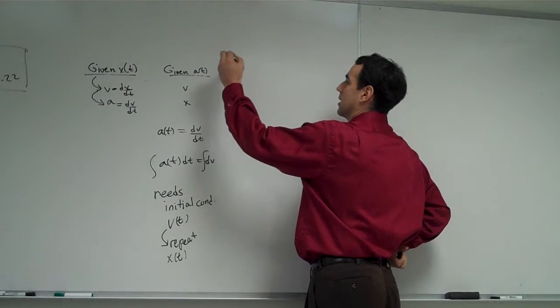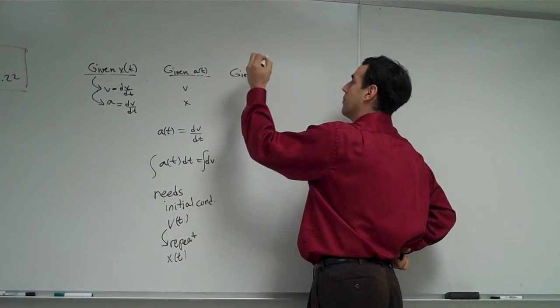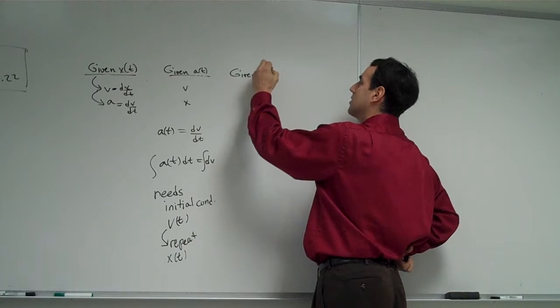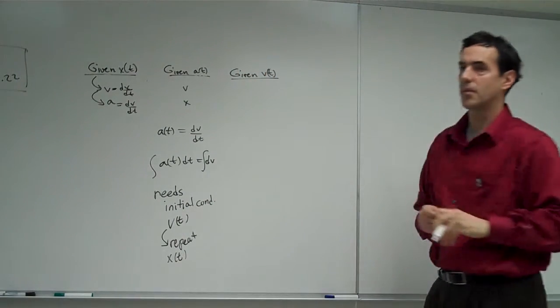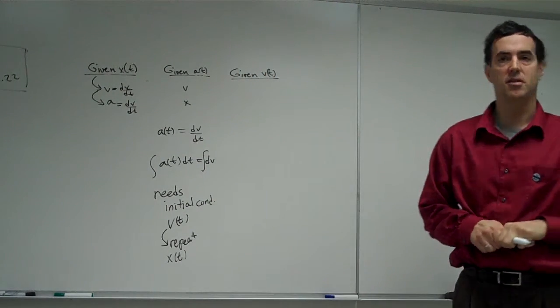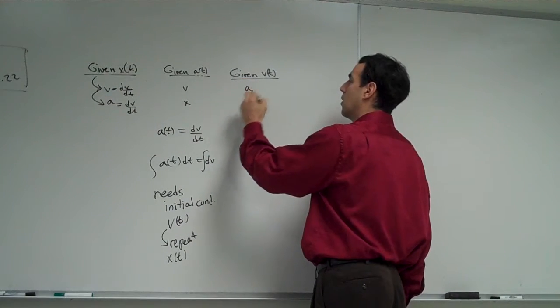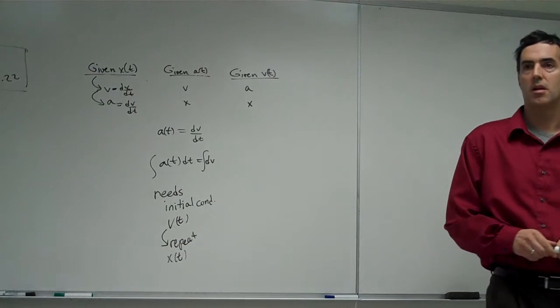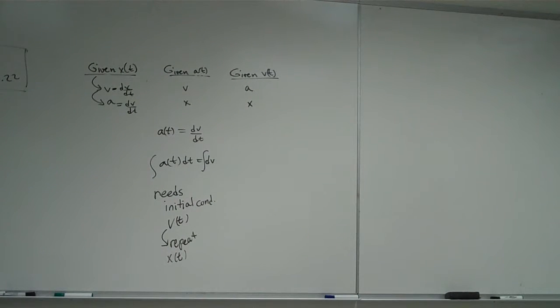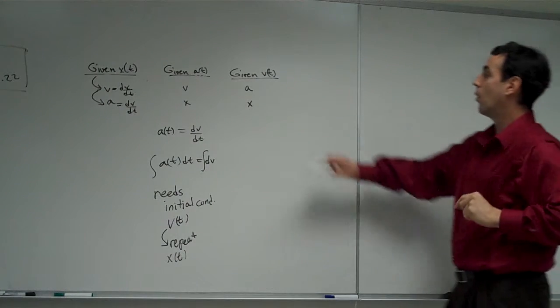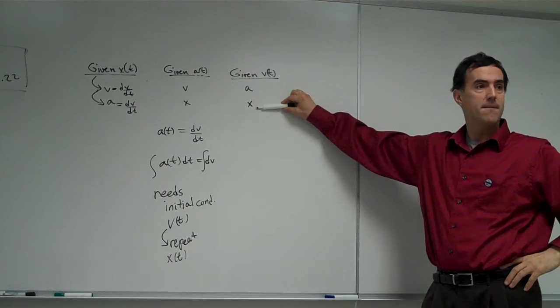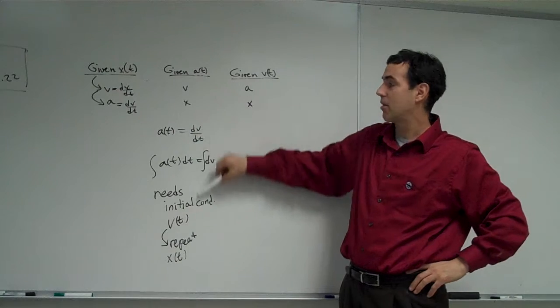Okay, next possibility. Given velocity as a function of time. So we're given the velocity as a function of time. We want to get acceleration and want to get position. If I'm given velocity as a function of time, what do I do to get acceleration? Take the derivative. That's easy. What do I do to get the position? Integrate. Same procedure we had over here.